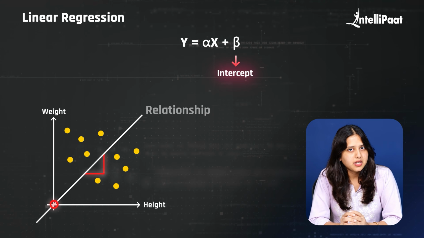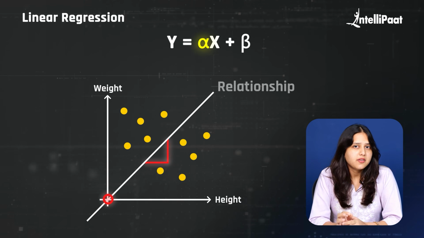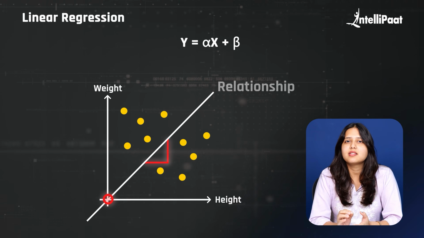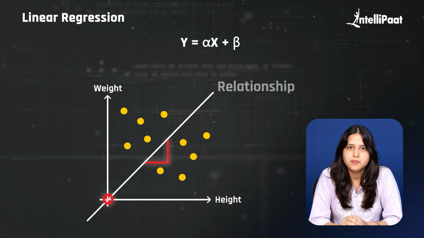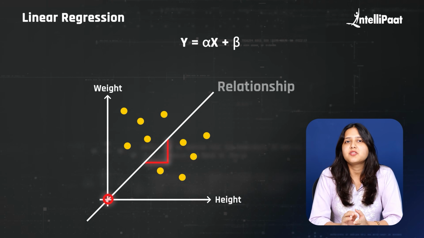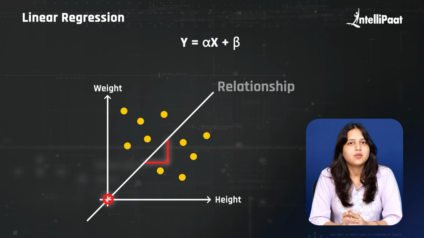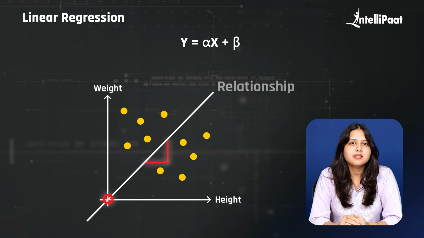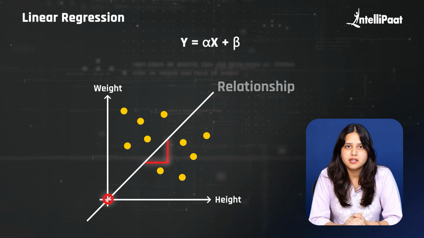To make the best predictions, we need to find the values of alpha and beta so that the line fits the data as closely as possible. Now, what do we mean by this? Basically, the line should try and touch the maximum of the data points. To achieve exactly that, we will minimize the difference between actual and predicted weights. Okay, this might sound a lot, but it's not.